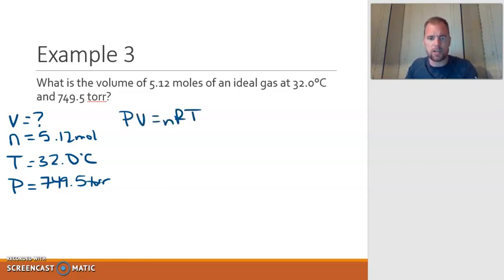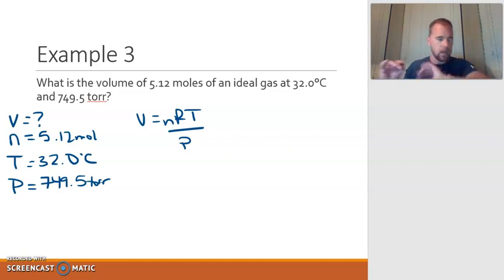So we're going to be using PV equals nRT, good old PV equals nRT. But what I'm going to do is I'm actually going to rewrite this equation to solve for V. So I'm going to divide both sides by P. And so we end up getting a little bit of a different version of the ideal gas law. Volume is equal to nRT divided by P.